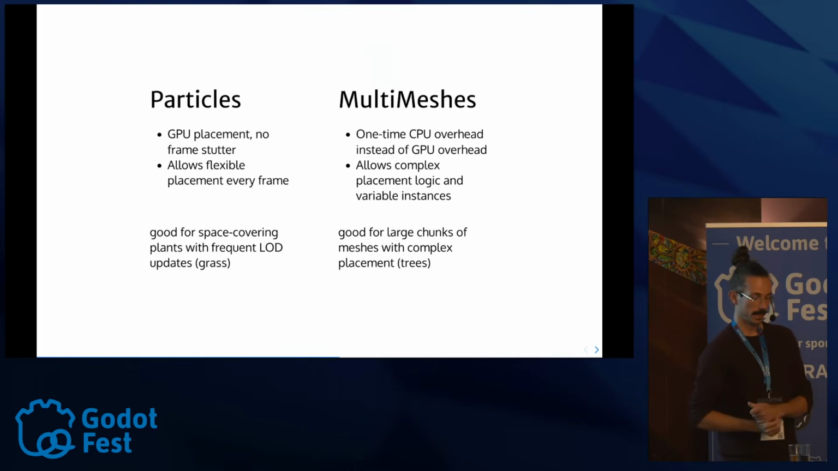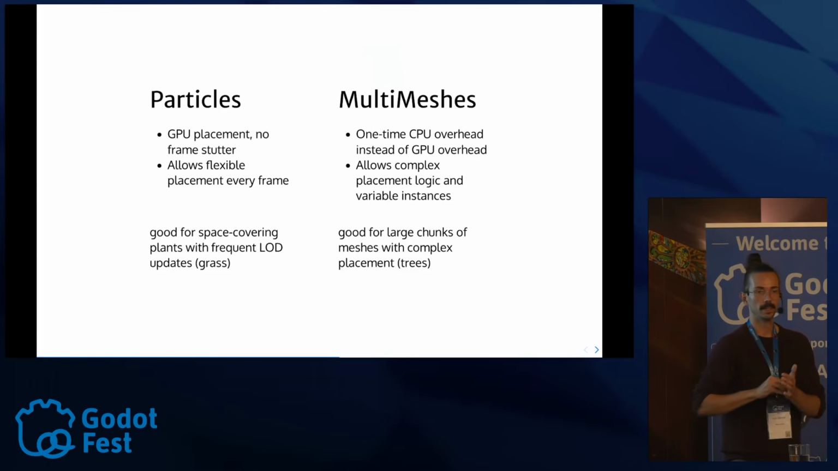Multi-meshes, on the other hand, have a one-time CPU overhead. So when you place them, it might have a frame stutter if you're placing a lot, but then you don't have a constant GPU overhead, and you can be much more complex with your placement logic. So on the CPU, you can use whatever logic you want to calculate where your trees should be, and then just send that to the GPU. So we use that for trees, where the logic is a bit more complex, and where also the number of trees per area is much more different than with grass, which is always kind of covering the ground.